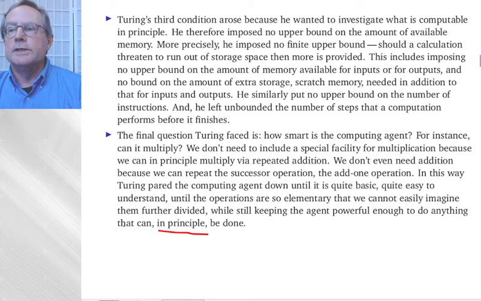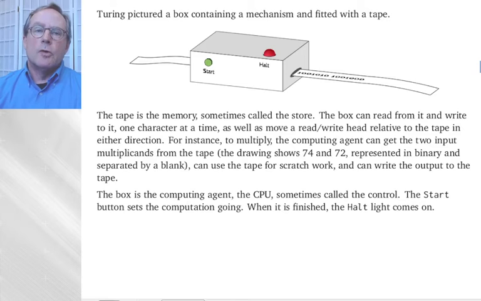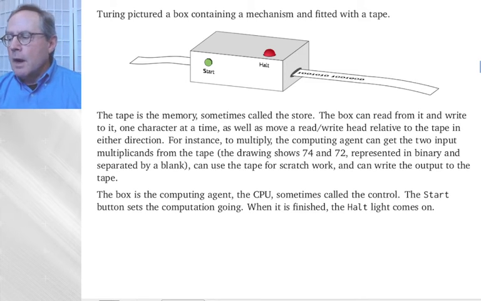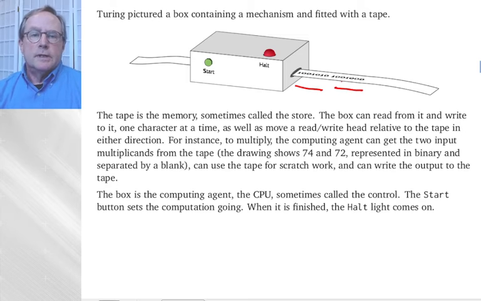So a Turing device is a model. It's not intended to be a practical computer. It's intended to be a model of computation. So here's a picture. There's a box. It's got a start button so you can start the darn thing, and it's got a halt light so that you can tell when the thing is over. On the tape that's sticking out of the box, a paper tape because in those days that's what they had, I put two numbers that happen to be 74 and 72, separated by a blank, and I can imagine that this device is going to multiply those two numbers together.